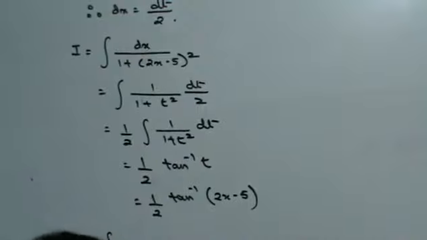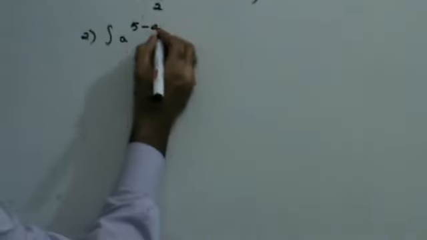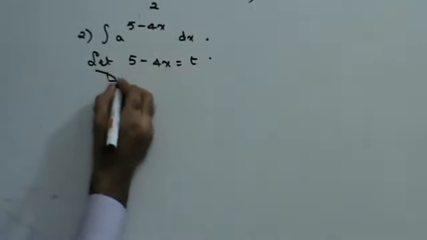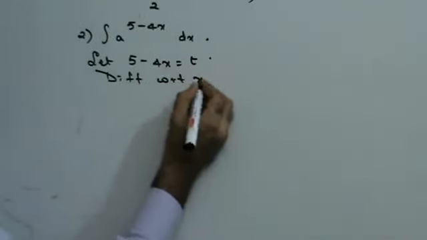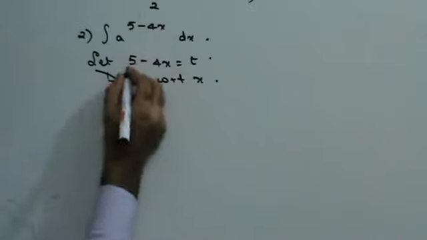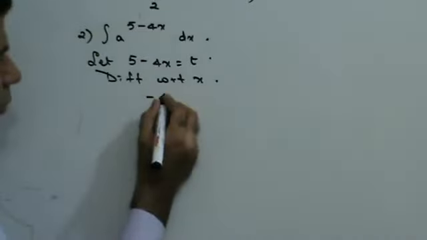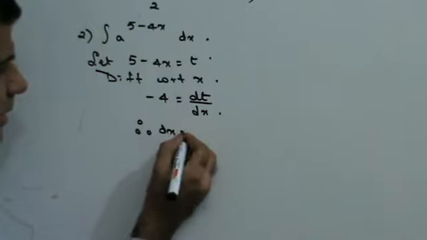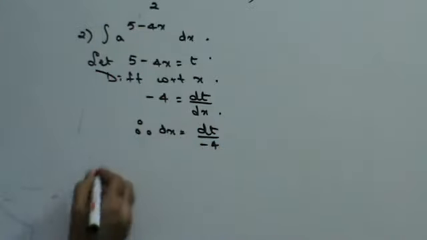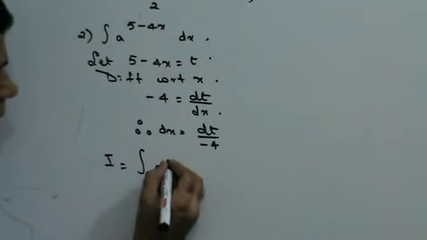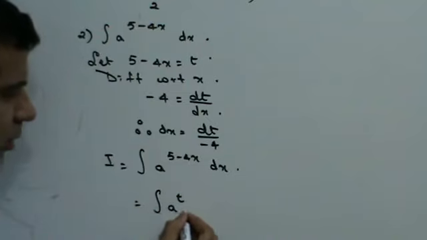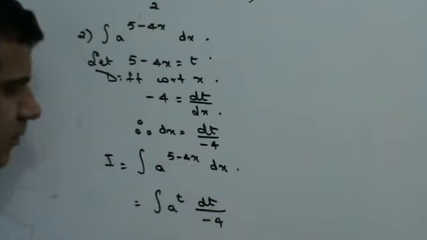Integral of a raised to 5 minus 4x dx. Right? Let us assume that 5 minus 4x is equal to t. Differentiate with respect to x. If I differentiate with respect to x, I will get d by dx of 5 is 0, d by dx of minus 4x is minus 4, is dt by dx. Therefore, I can say that dx is dt upon minus 4. Let's copy the sum, integral of a raised to 5 minus 4x dx. This can be written as integral of a raised to t, dx can be written as dt upon minus 4.